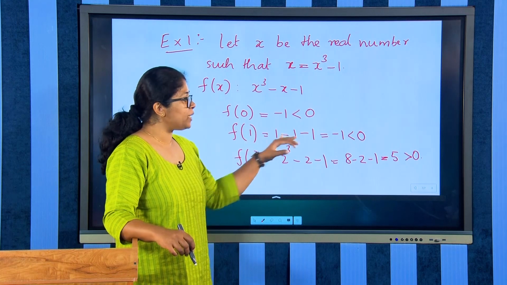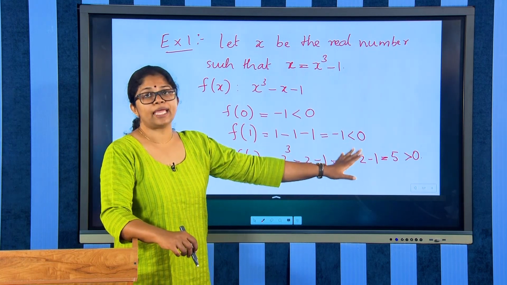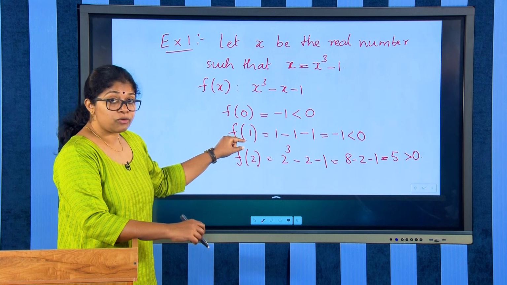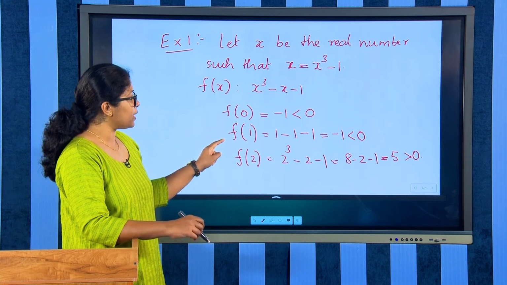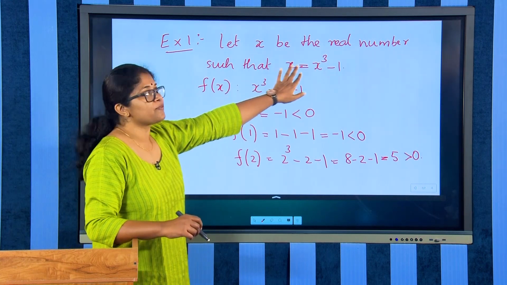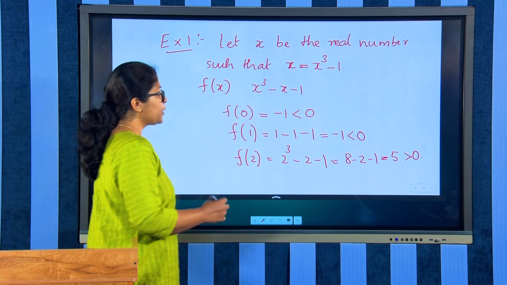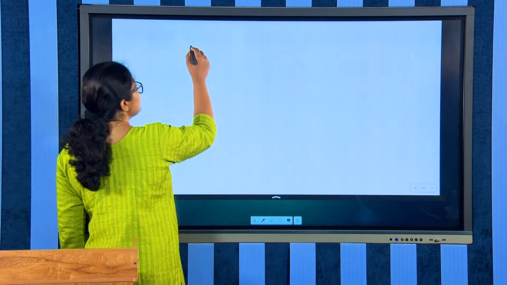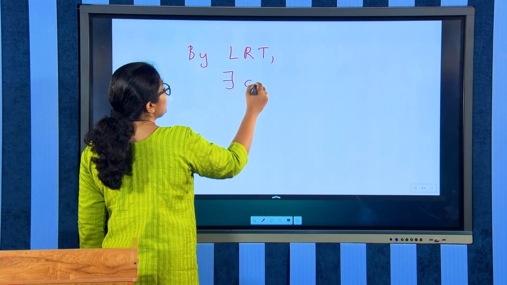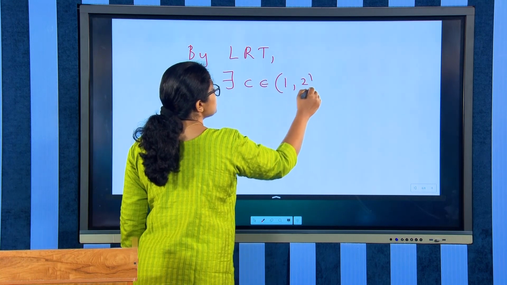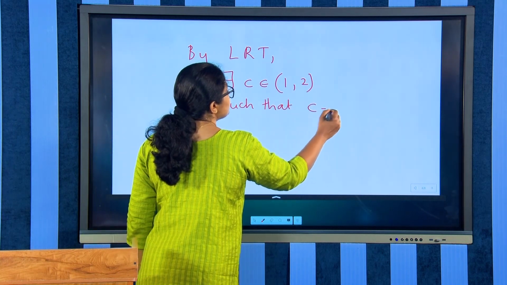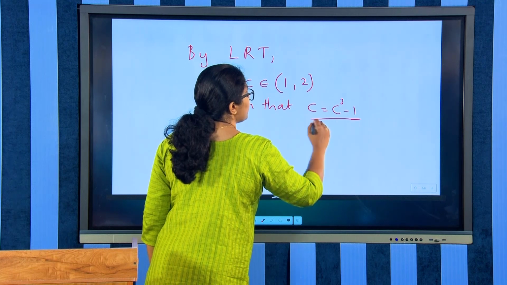Therefore, f of 1 is less than 0 and f of 2 is greater than 0, which indicates that by the location of roots theorem, there exists a particular real number between 1 and 2 which satisfies this equation. By the location of roots theorem, there exists a real number c between the points 1 and 2 such that c is exactly equal to c cube minus 1.